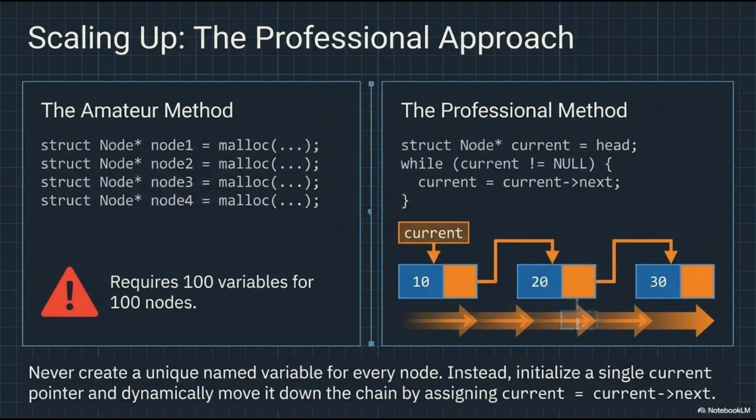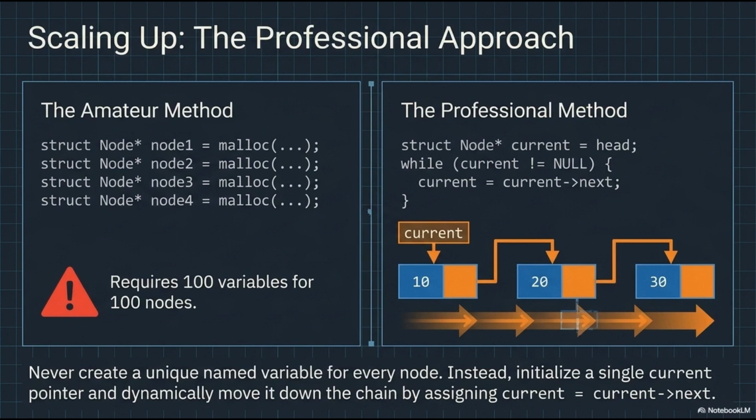Now, try to imagine a list with 100 nodes. The amateur method creates 100 unique, hard-coded pointer variables. I mean, that is a total nightmare to maintain. But the professional approach uses scaling. We initialize a single reusable pointer called current and just set it equal to head.